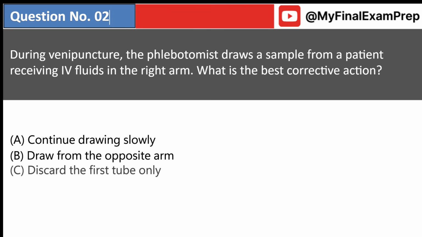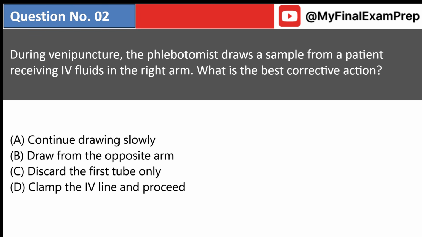During venipuncture, the phlebotomist draws a sample from a patient receiving IV fluids in the right arm. What is the best corrective action? A. Continue drawing slowly. B. Draw from the opposite arm. C. Discard the first tube only. D. Clamp the IV line and proceed.